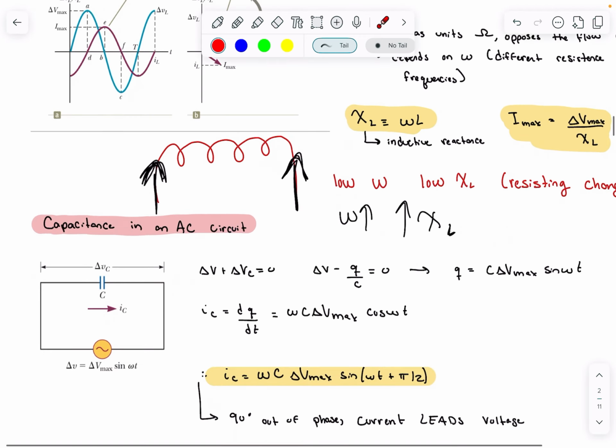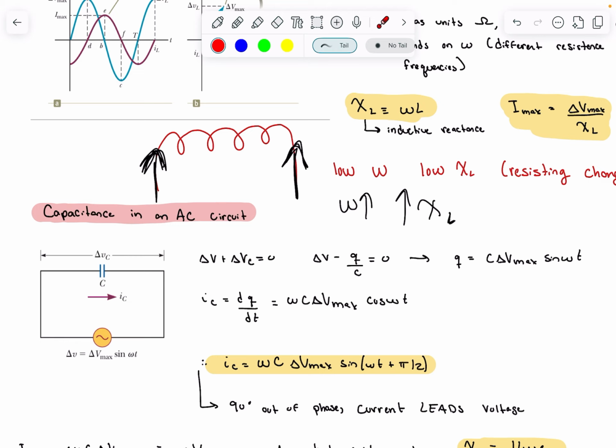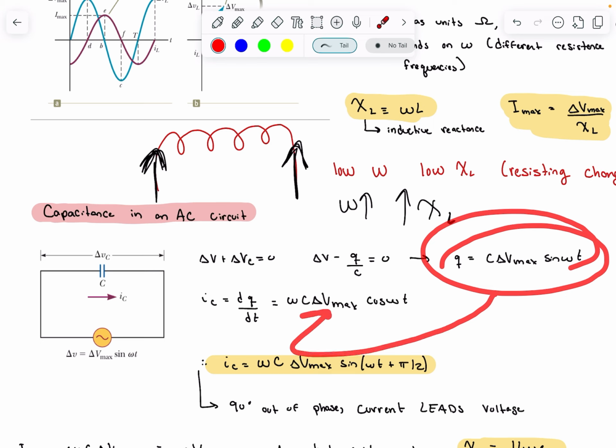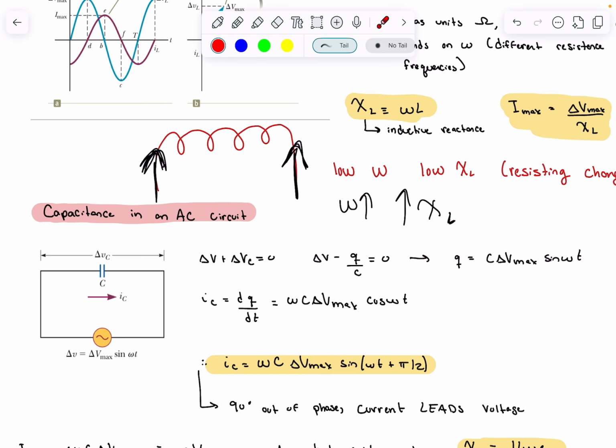Let's now look at a very similar thing when it comes to a capacitor in an AC circuit. Same process, we want to look at Kirchhoff's loop rule. We have delta V here minus delta V C across here, which is equal to Q over C, and that's equal to 0. We isolate for Q, and we get Q is equal to C delta V max sine omega t. We want to talk about the current, not the charge, and we know that they're related through I is equal to dQ over dt. So all we have to do is take the derivative of this, and we get omega C delta V max cos omega t.